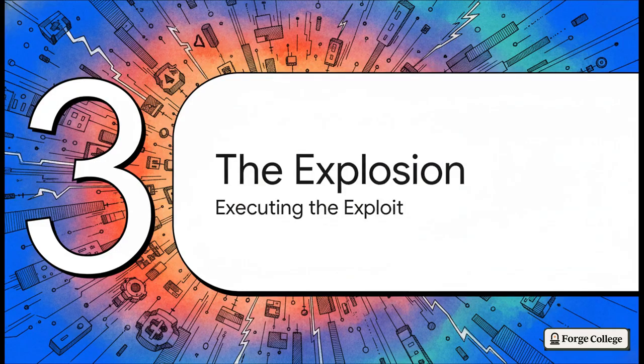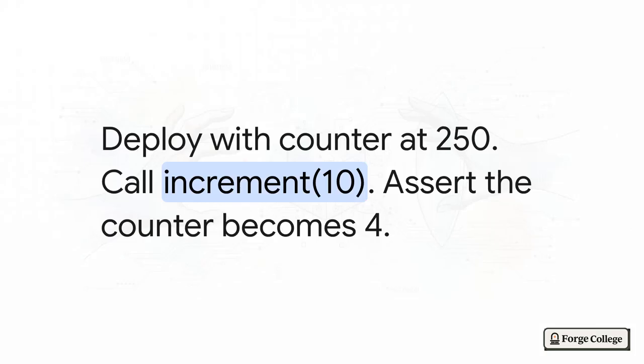All right, Section 3, the explosion, executing the exploit. The trap is set, and this is the fun part. We're writing a local Mocha test harness to purposely shatter the math. The sequence is beautifully simple. First, we deploy the contract with the counter at 250. We are walking right up to the edge of the cliff here, just 5 digits from the max. Next, we call increment and pass in 10, shoving us right off that cliff. Finally, we assert, or tell our test to expect, that the new value will be exactly 4.